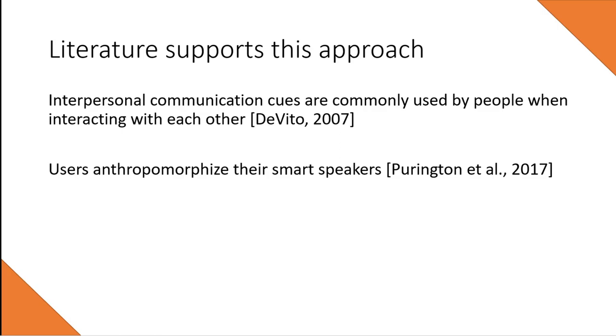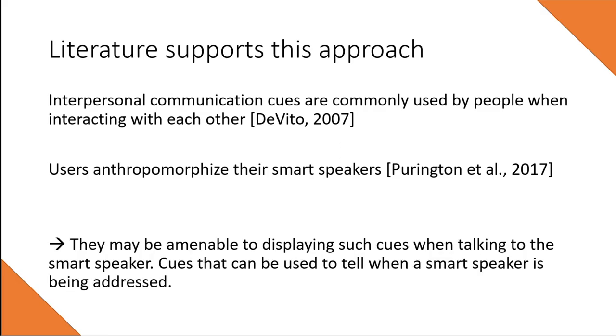So, if human beings use interpersonal communication cues to talk to each other, and if people treat their smart speakers like human beings, then maybe users could easily adapt to using these cues when talking to smart speakers. Potentially, these cues can be detected and so, with very little effort by the users, the smart speaker could detect when it is being talked to or not, and so know when to turn its microphone on or off. So that is what our paper investigates. We examine whether interpersonal communication cues can be used as smart speaker privacy controls. We divided our work into three tasks.